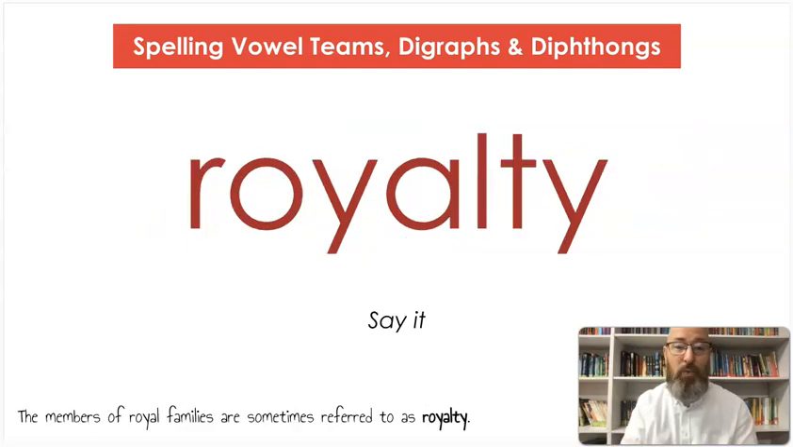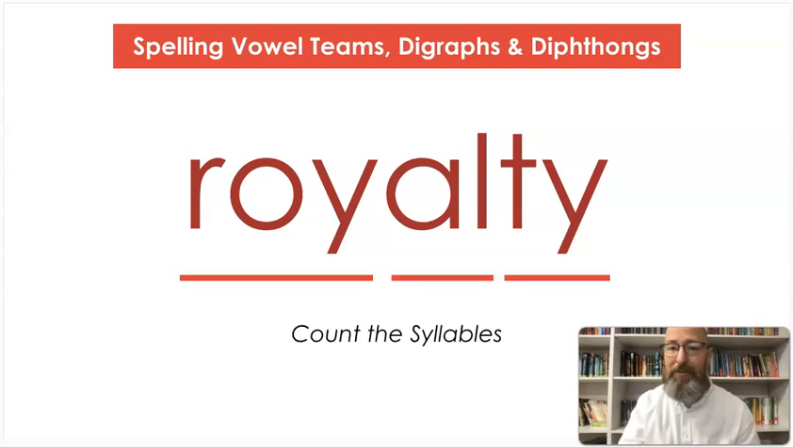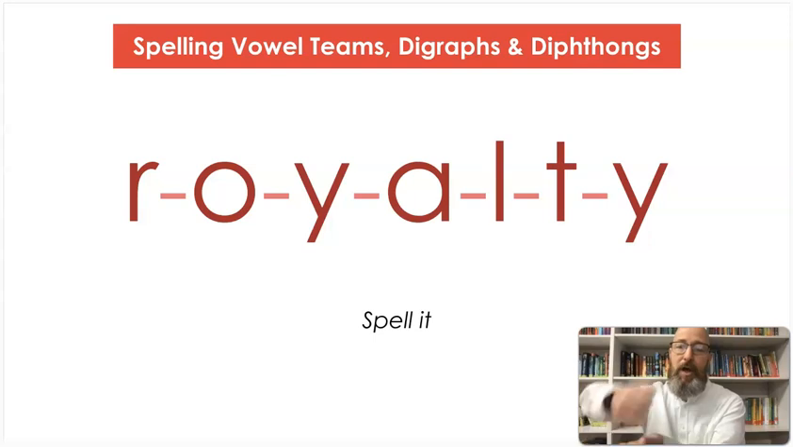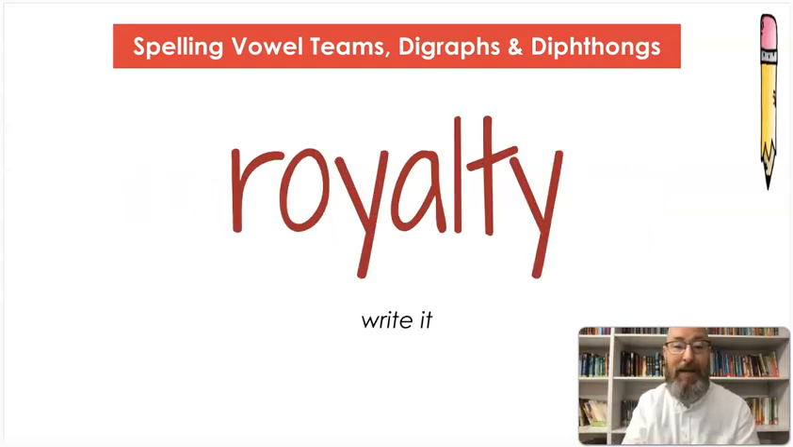The next word is royalty. Say royalty. The members of royal families are sometimes referred to as royalty. Count the syllables. Royalty. Royalty. Let's spell it. R-O-Y-A-L-T-Y. Royalty. And let's write it.